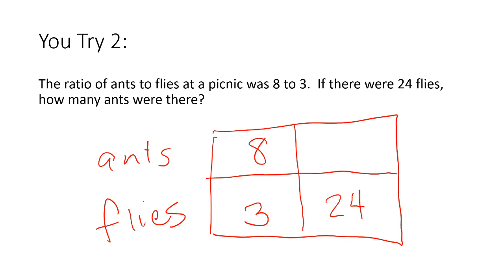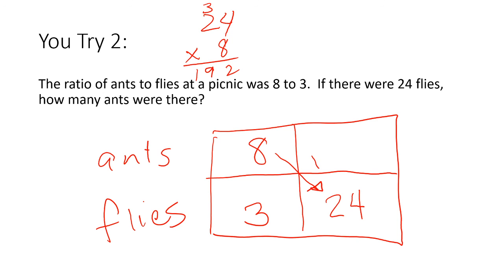So I want to start next to the empty space, and I'm going to go 8 times 24. It's going to be a pretty big number. I'm going to stack them this way. 8 times 4 is 32. 8 times 2 is 16, plus 3 is 19. So I'm going to have 192.